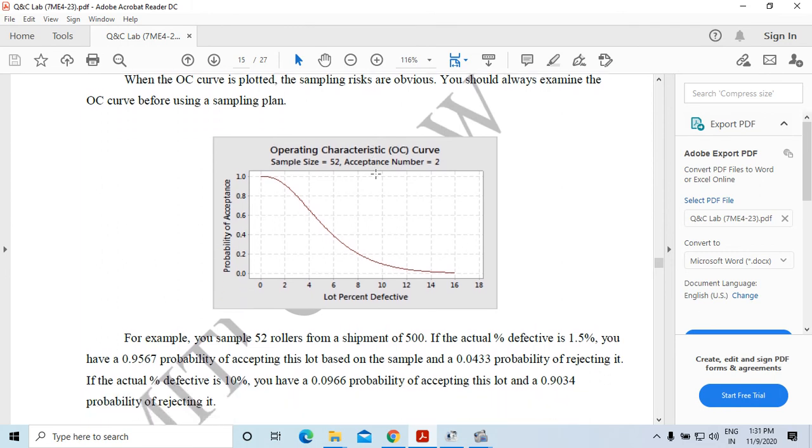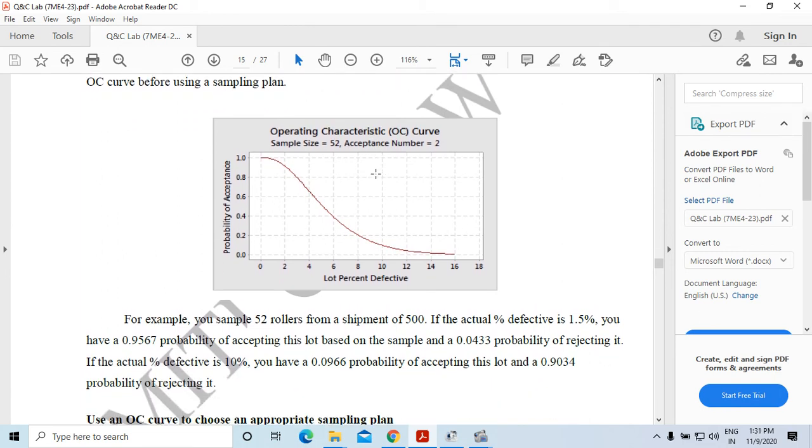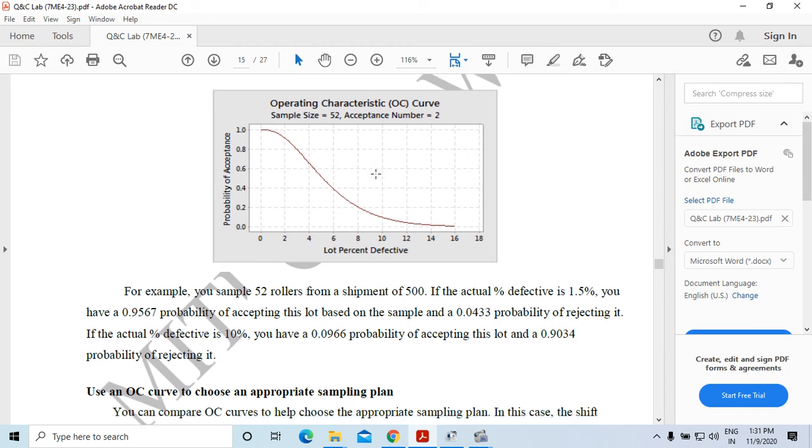Now for example, you sample 52 rolls from a shipment of 500. If the actual percentage defective is 1.5%, you have a 0.9567 probability of accepting this lot based on the sample and a 0.0433 probability of rejecting it. If the actual percentage defective is 10%, you have a 0.0966 probability of accepting this lot and a 0.9034 probability of rejecting it.